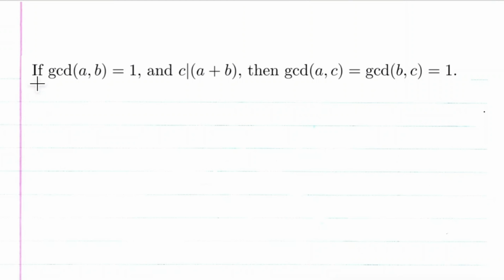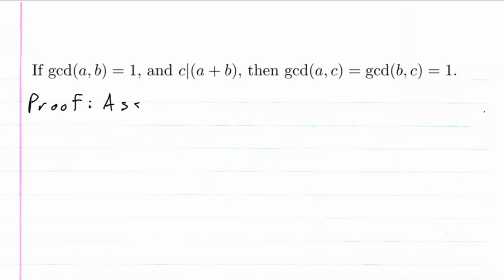Okay, so we're going to prove that if the GCD of A and B is equal to 1, and if we have that C divides A plus B, then the GCD of A and C is equal to the GCD of B and C, which is equal to 1. So let's go ahead and start our proof.